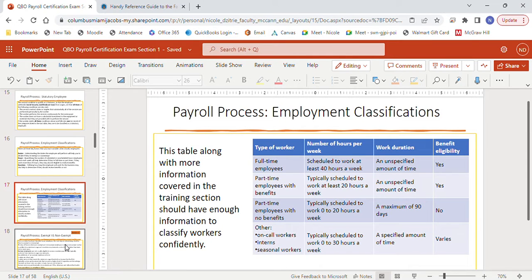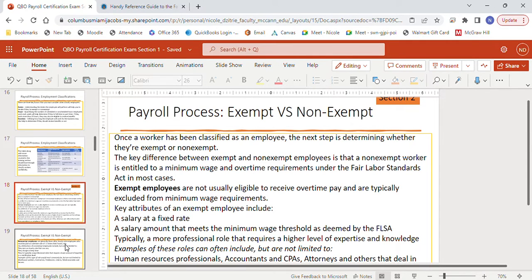So this part here is in section 2, and it talks about exempt versus non-exempt employees on taxes, or on certain benefits as well. So let's look at this. Once a worker has been classified as an employee, the next step is determining whether or not they're exempt or non-exempt. The key difference between exempt and non-exempt employees is that a non-exempt worker is entitled to minimum wage and overtime requirements.